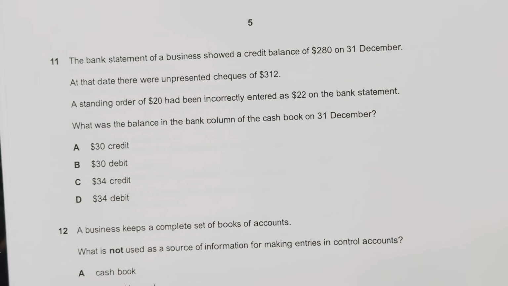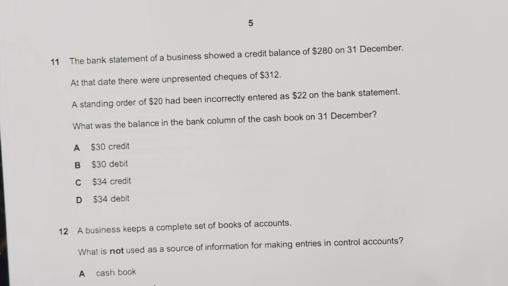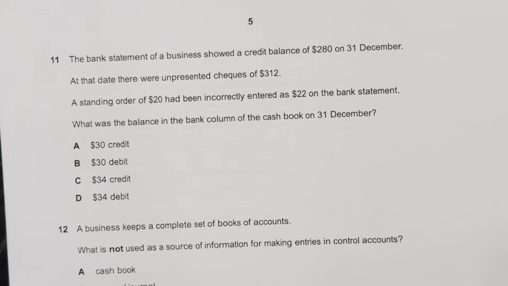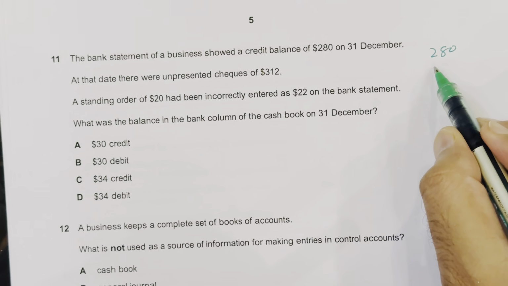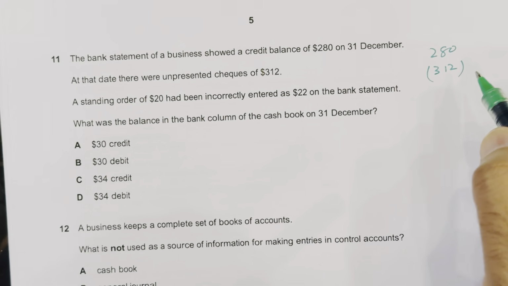Moving to question number 11. Question number 11 is a very interesting question. The bank statement of business showed a credit balance of 280. At that day there were unpresented checks of 312, so 280 and the unpresented checks, that is 312. So you're going to subtract them.